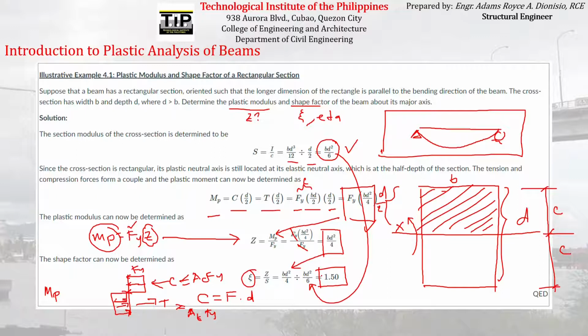Okay? That is usually the ratio of the plastic modulus to the section modulus. It is always 1.5. So that means the plastic modulus is just 50% larger than the section modulus. Okay? So from this formula, Z over S is equal to 1.5. Therefore, Z is equal to 1.5 S. Therefore, Z is 50% larger than the section modulus. Okay?